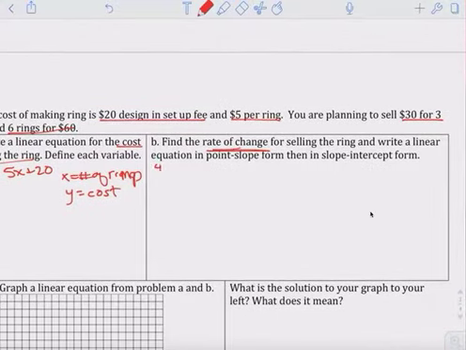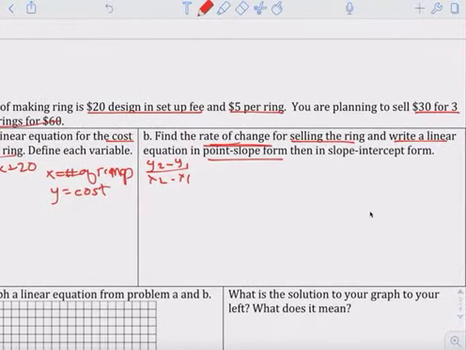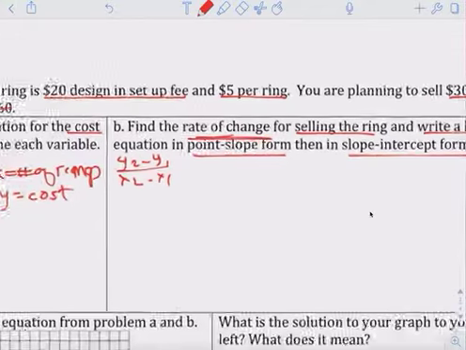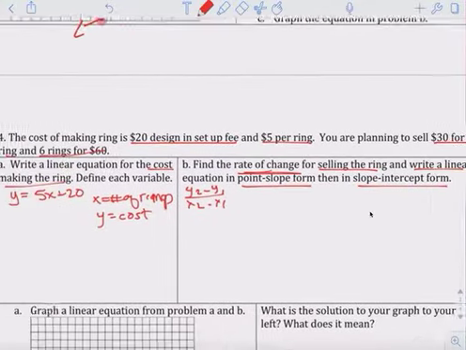Okay, here it says find the rate of change. Rate of change is always y2 minus y1 over x2 minus x1, for selling the ring, and write a linear equation in point slope form, y minus y1 equals m(x minus x1), and solve it to y equals mx plus b. Okay, so we'll start out with that.